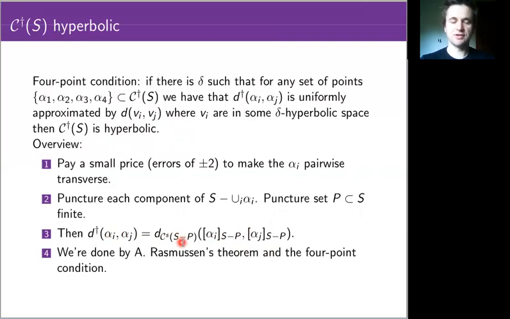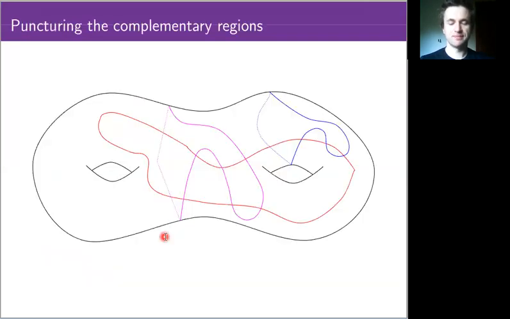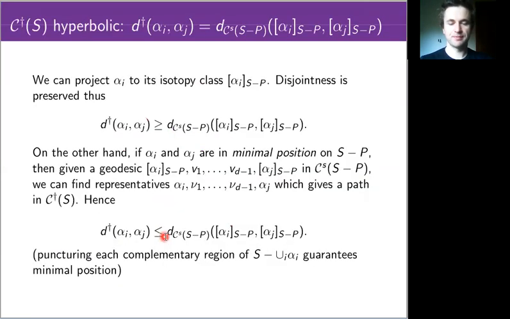So now we're done, provided we prove step 3. So let's see why step 3 is true. Well, there are two inequalities we need to show. This one turns out to be much easier and is more or less always true for any choice of P.